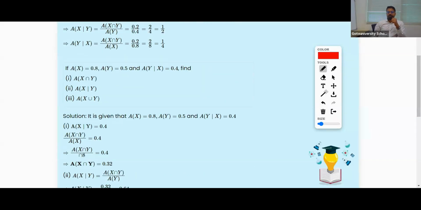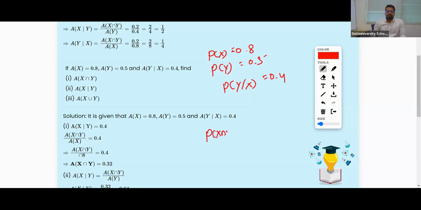Let's see the next question. If P of X is equal to 0.8 and P of Y is equal to 0.5, also they are given P of Y by X is equal to 0.4. Then what is P of X intersection Y? So how to connect them? They are given this, right?